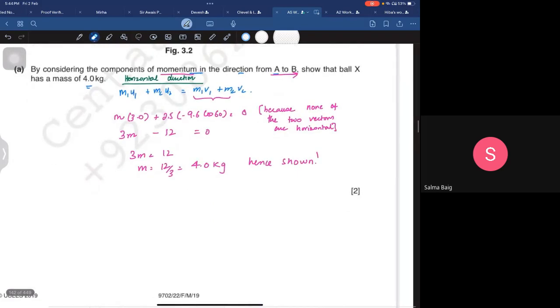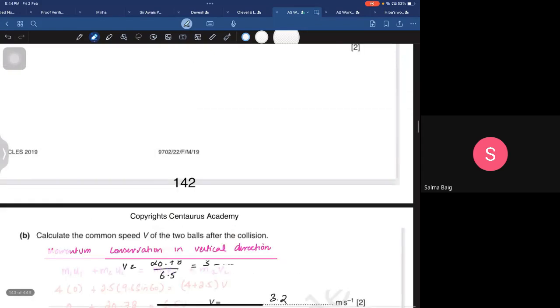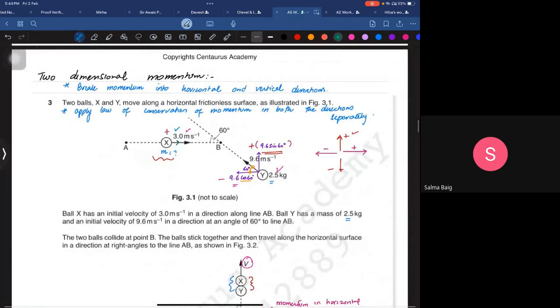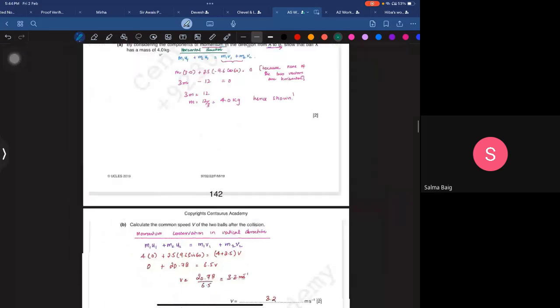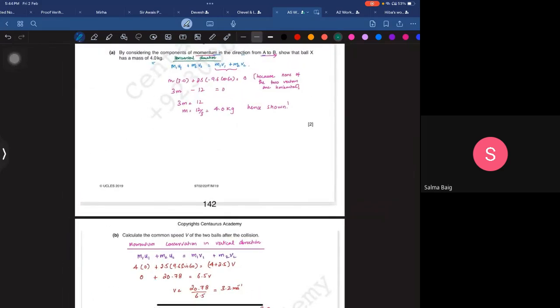I took 0 here because there is no horizontal component of that. And in this one, I took U1 as 0 because the 4 kg mass X was moving horizontally initially. So it does not have anything vertical. That's why. Do you understand? It does not have vertical speed at all. So please have a look at it. Try to absorb it. If you still don't understand something, let me know so I can explain that point again.